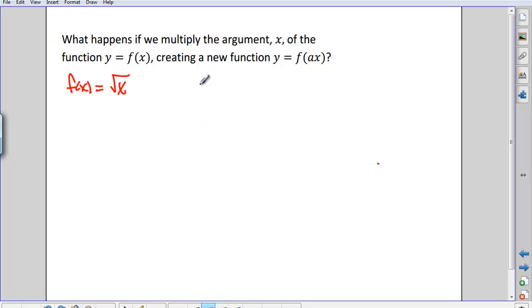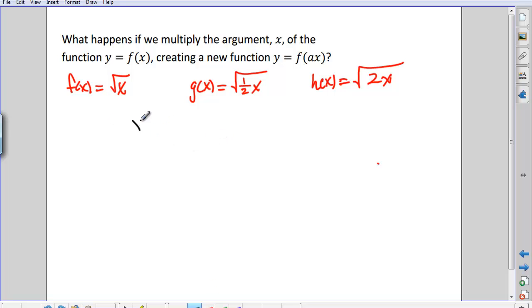The question is, what if I do some new function, like say the square root of 1/2 x, or maybe the square root of 2x, where I'm multiplying the inside value of that function, the argument there, by some value, so 1/2 x or 2x. What does that do to my graph of my function?